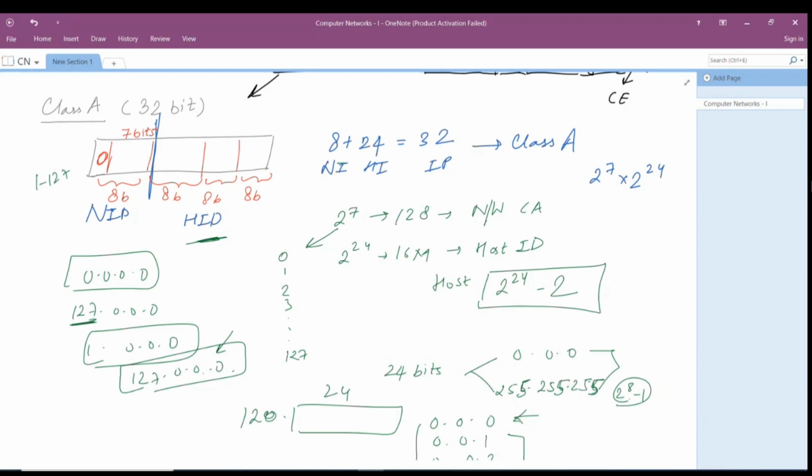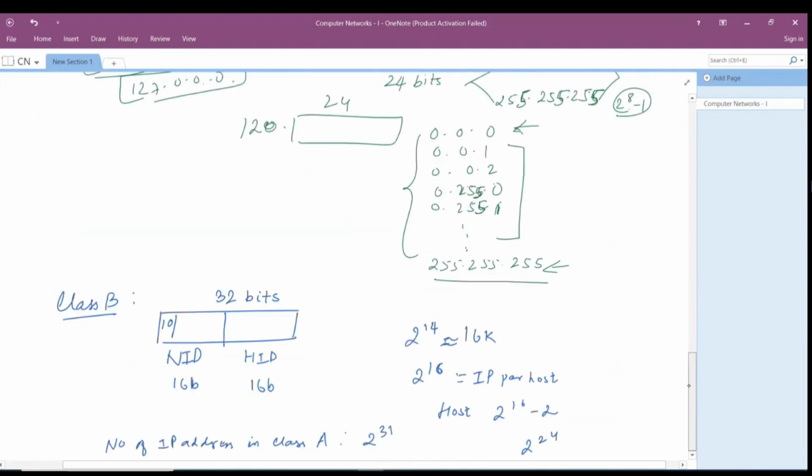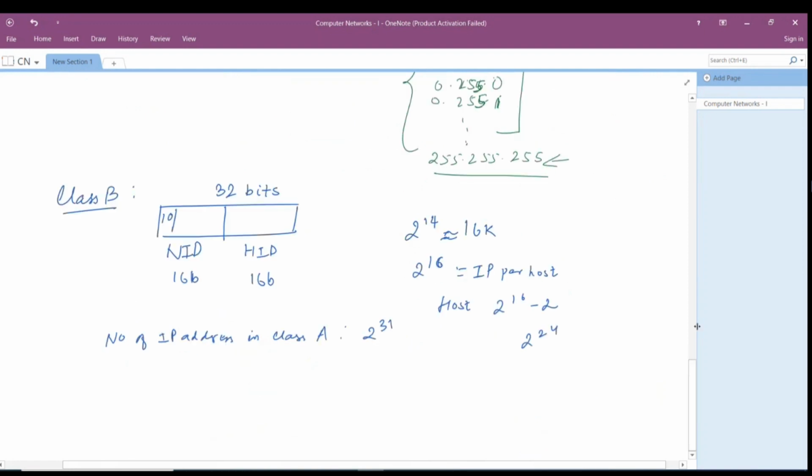So how many other companies would there be like me? There will be 128 other companies because there are 7 bits here, right? So if I multiply by the number of IP addresses that each company would get, that is 2 to the power 31. Similarly, for class B, what is the maximum number of IP addresses? It would be 2 to the power 30, right?